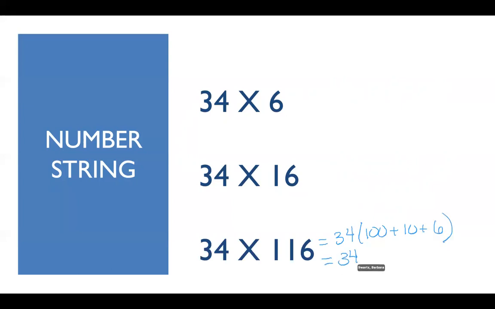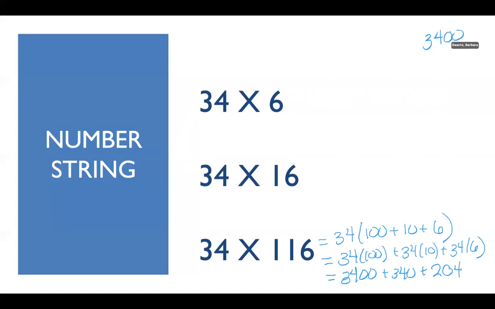Again, our distributive property, 34 times 10 plus 34 times 6. And so this is our 3400 plus 34 times 10 was our 340 plus 34 times 6 was our 204. And now we can come up here and add them all up. We get 3,944. You can check it in the calculator, double check that it's right.